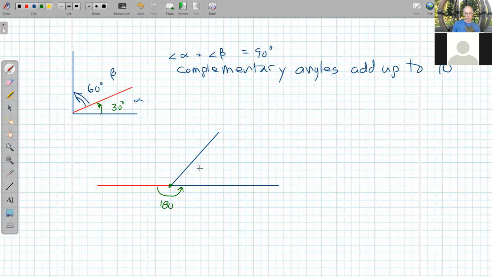And let's call this angle, here's alpha and beta again. So alpha would be this angle here, beta would be that angle there. And so my angle alpha in this case plus my angle beta, they add up to 180 degrees instead of 90. That's called supplementary angles.